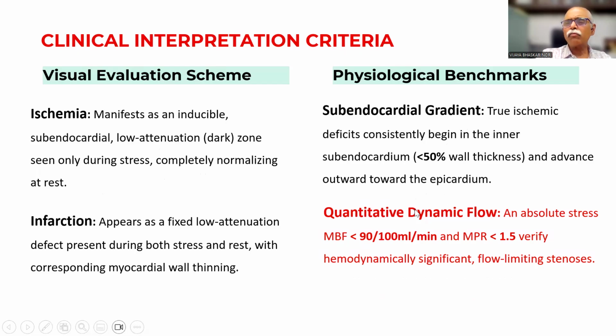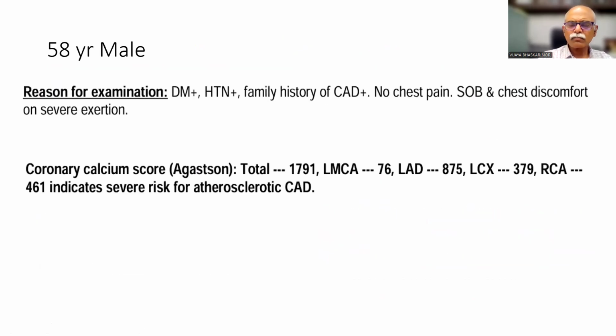Now, the quantitative dynamic flow parameters: you measure the absolute stress myocardial blood flow. If it is less than 90 ml per 100 ml of myocardium per minute, that means it is definitely ischemic myocardium and it needs revascularization. Look at this example of a 58-year-old male, diabetic, hypertensive, family history of CAD, no chest pain or SOB, and he develops only SOB and chest discomfort on severe exertion.